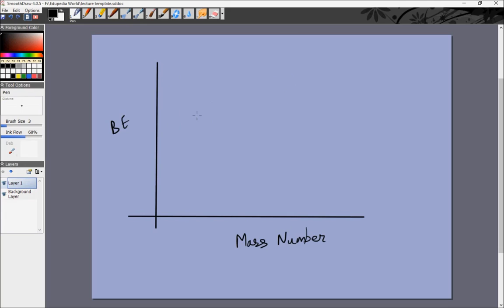This shouldn't rise up at the end, sorry. It goes something like this. So binding energy per nucleon increases initially, and then after a point it starts decreasing. And this point where binding energy per nucleon is maximum is roughly in the range of 50 to 60, and the most stable nucleus is iron.